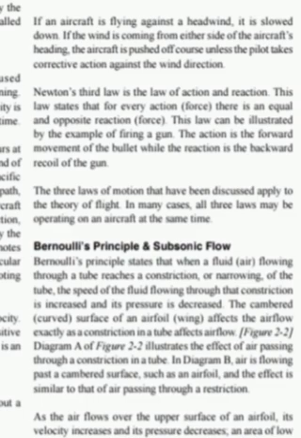Newton's third law is the law of action and reaction. This law states that for every action, force, there is an equal and opposite reaction, force. This law can be illustrated by the example of firing a gun. The action is the forward movement of the bullet, while the reaction is the backward recoil of the gun.